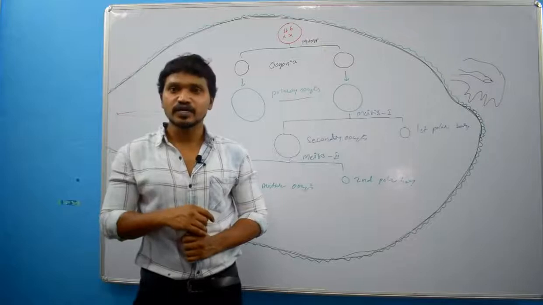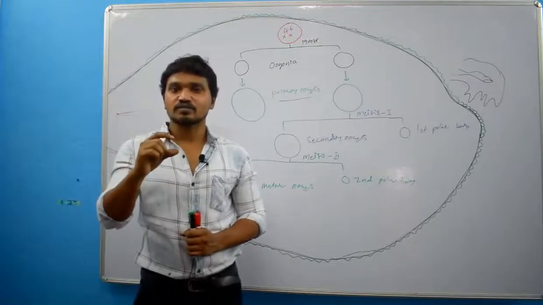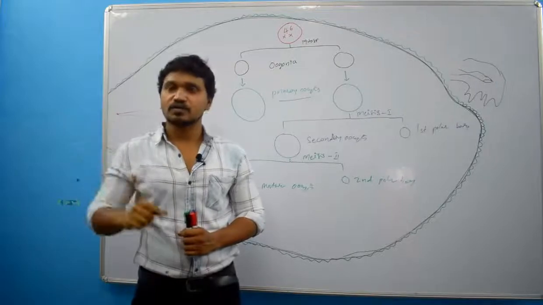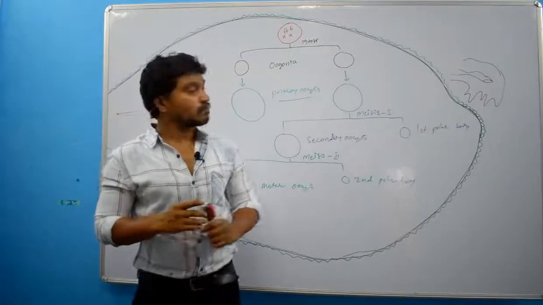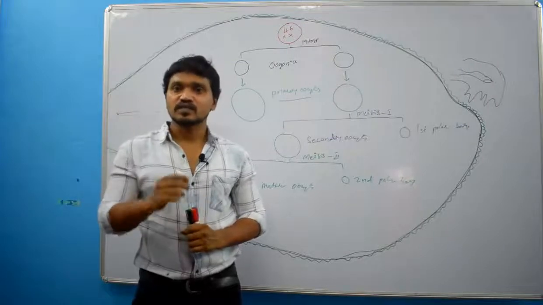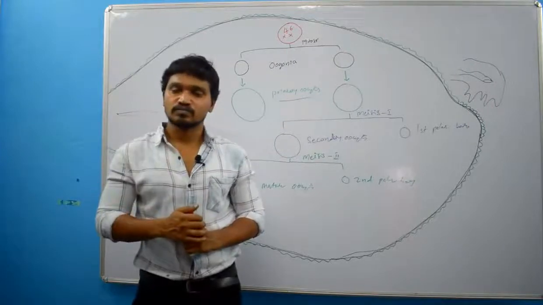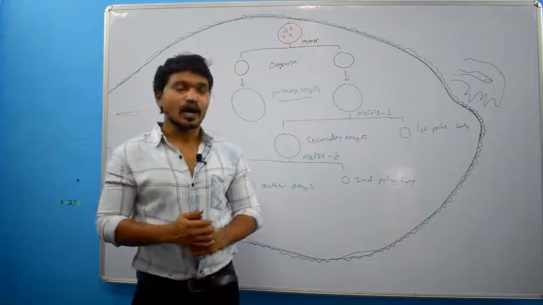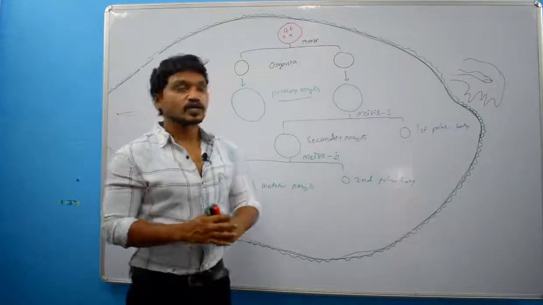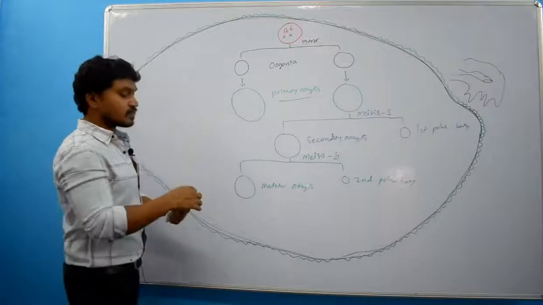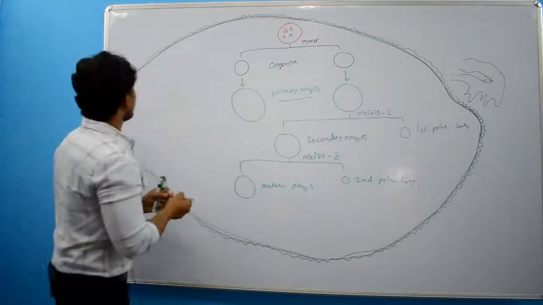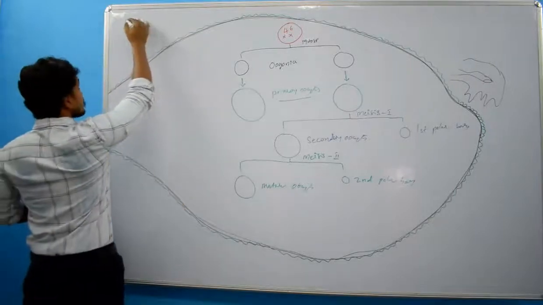In case of males, sex cords will canalize and form seminiferous tubules. But in case of females, these sex cords will break down, right? And the primordial sex cells will be incorporated within the ovary, right? So that I have told you, still I am drawing one more time.